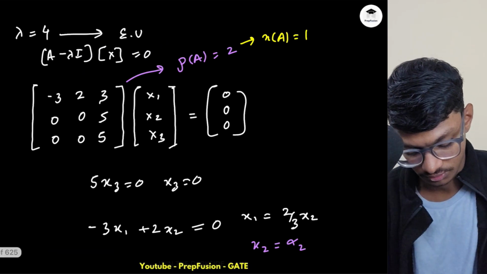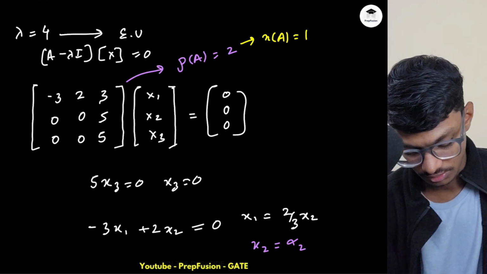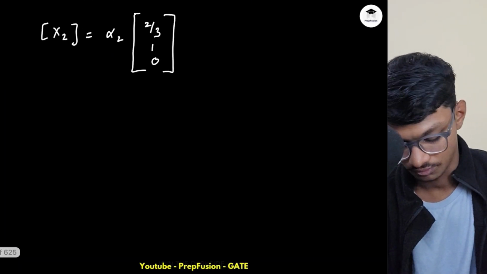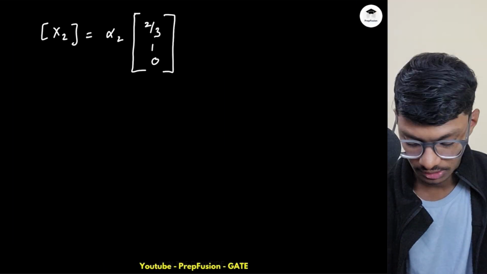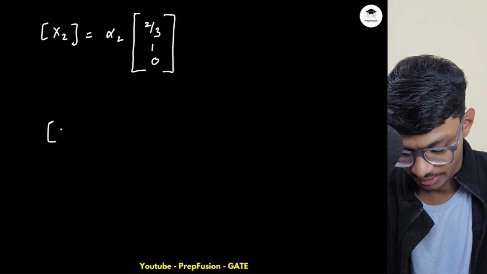2 by 3 1 0. Okay, 2 by 3 1 0. So yeah, this is the case for x2. So let's now find for x3.